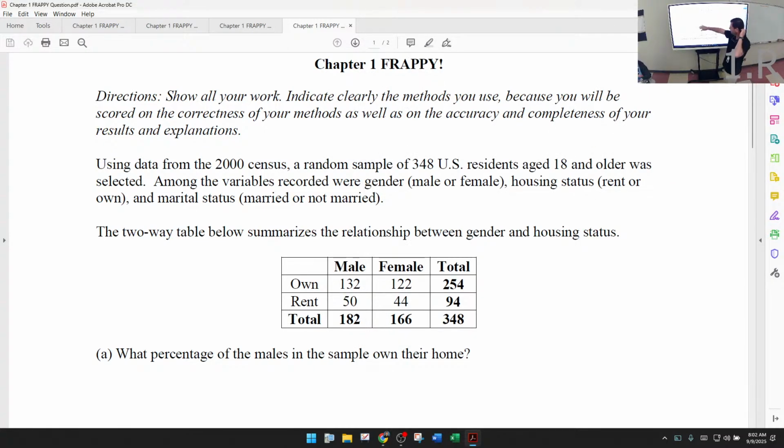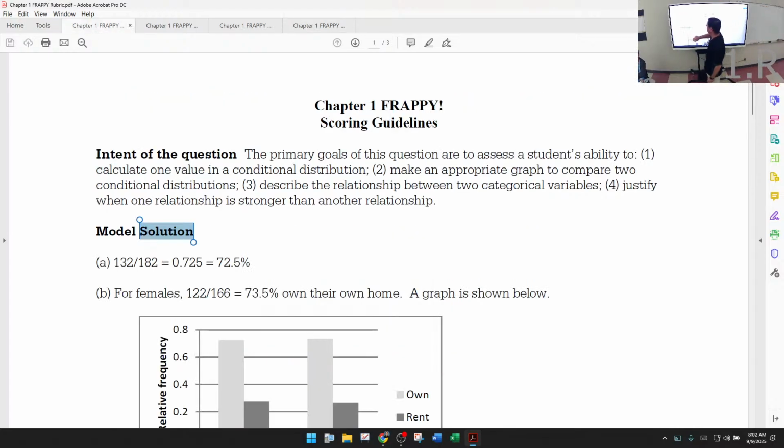Okay, first question here, right? What percentage of the males in the sample own their own home? So let me hit the model solution: 132 out of 182, which is 72.5%.